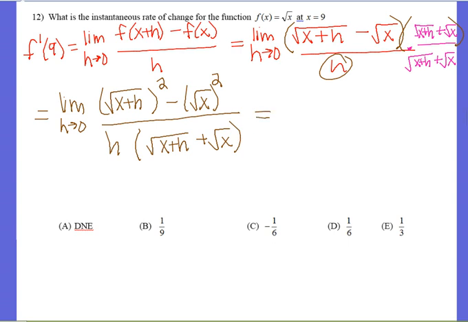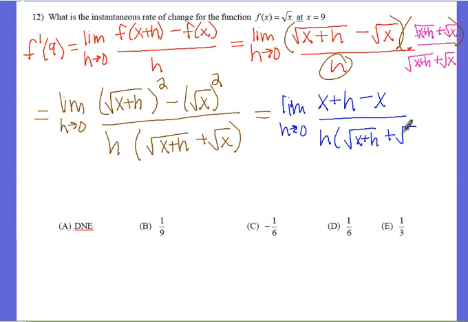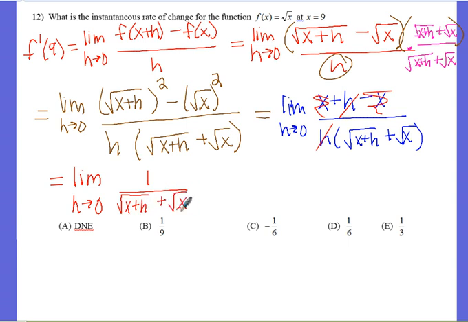Next piece, I'm going to simplify the numerator, and I get the limit as h goes to 0 of x plus h minus x, all over, and the denominator I am not multiplying out. I'm going to keep it factored and nice. The numerator, we get that the x's cancel, and we end up with the limit as h goes to 0 of, that h would cancel to 1, therefore I have 1 over the square root of x plus h plus the square root of x.